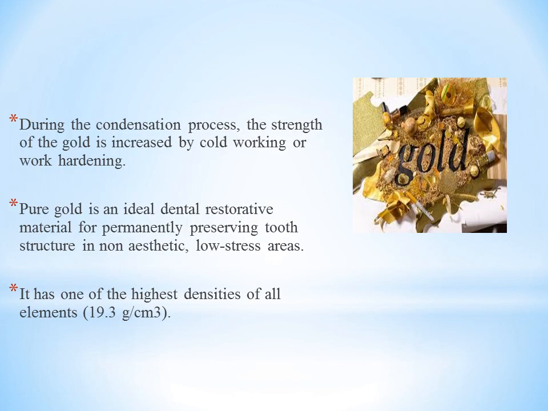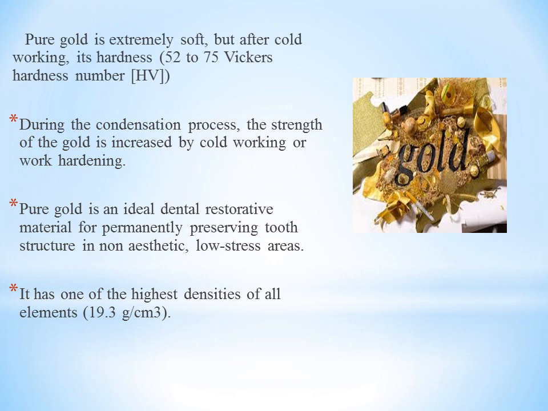So one of the major drawbacks of gold is that it is extremely soft, especially pure gold, but we can overcome that by cold working, by which the hardness has shown to increase from about 52 to 75 Vickers hardness number. So basically, we can use this property of gold to get the ideal mechanical properties.